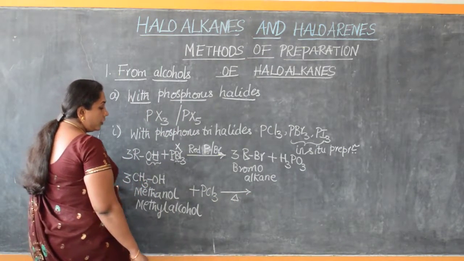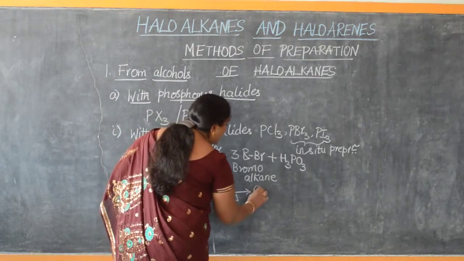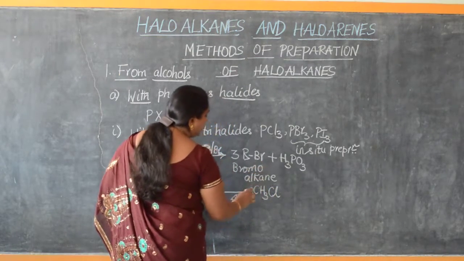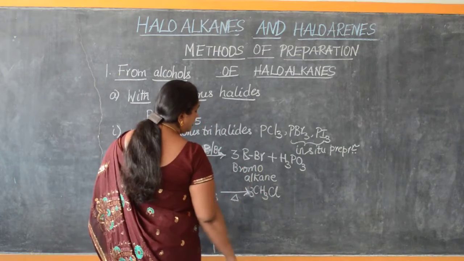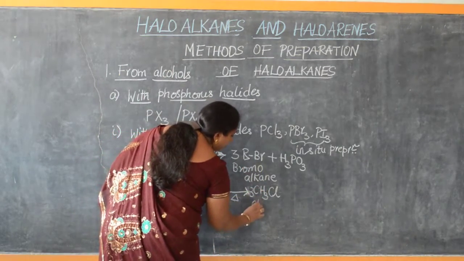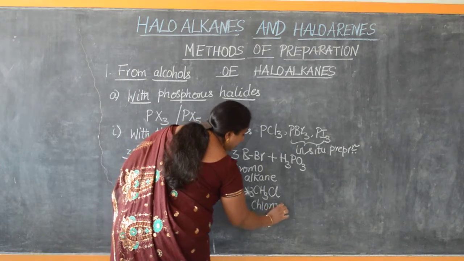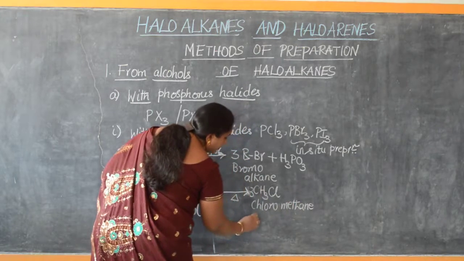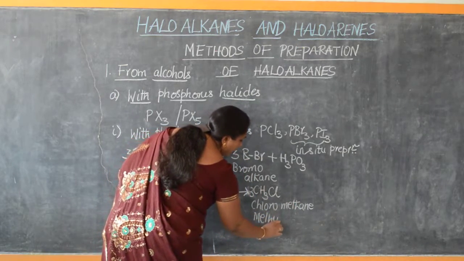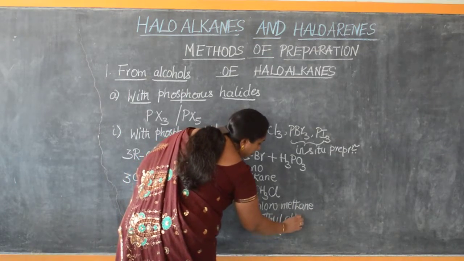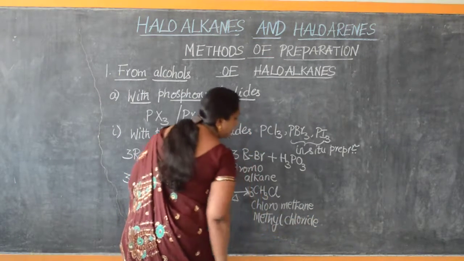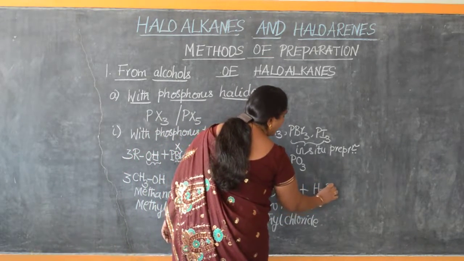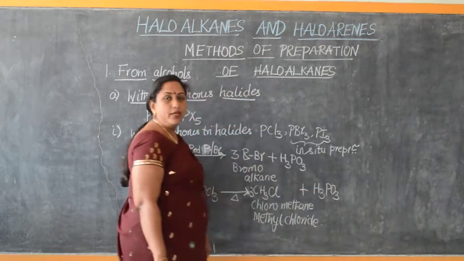And what is the product we are going to land up with in such a treatment? We are going to land up in the formation of CH3Cl. How many molecules? 3 molecules of CH3Cl. What is the name of this compound? Chloromethane. Chloromethane is its IUPAC name. Methyl chloride is its trivial nomenclature. Along with this, we also land up in the formation of H3PO3, phosphorus acid.